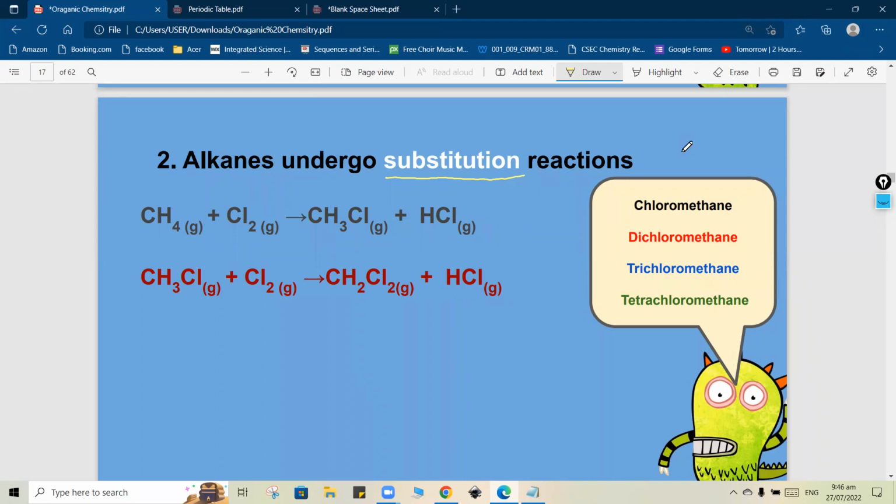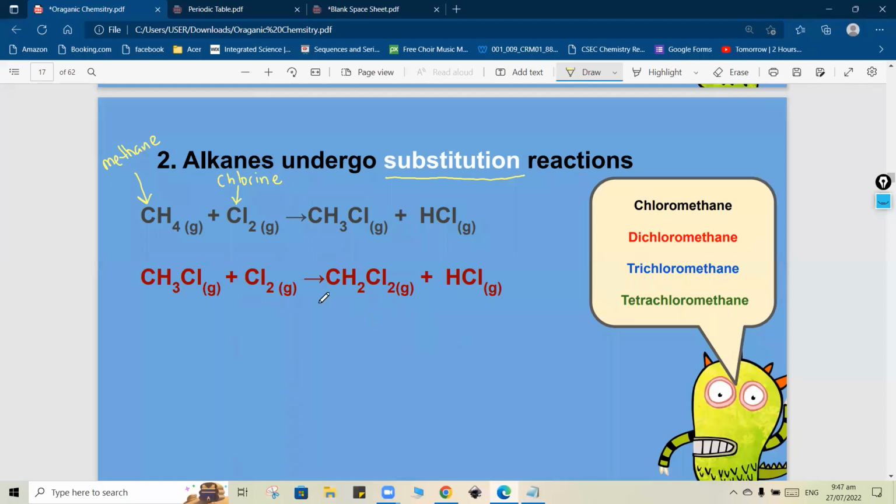So substitution means something is coming out and something is coming in to take its place. Somebody use a better word. In other words, there's a replacement situation going on. Now look at this scenario. Here we have, if you look carefully, this is methane, the simplest alkene out there. What we are going to do is mix it with Cl2, that's chlorine. Chlorine can be found in the periodic table.